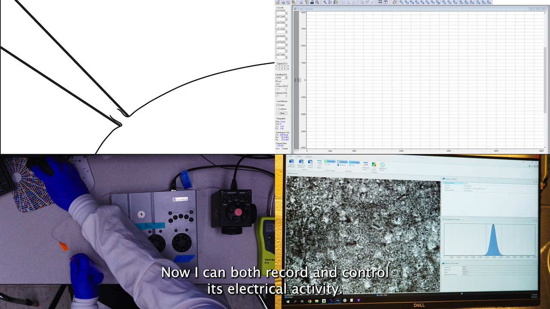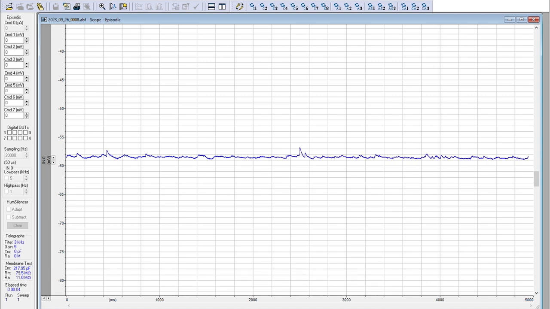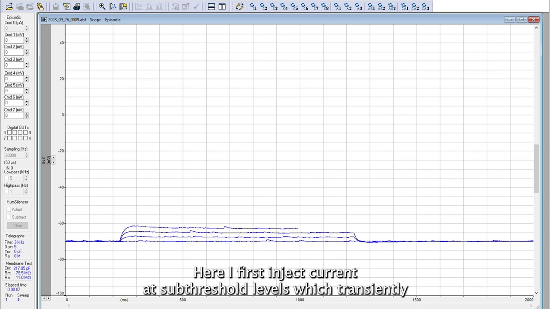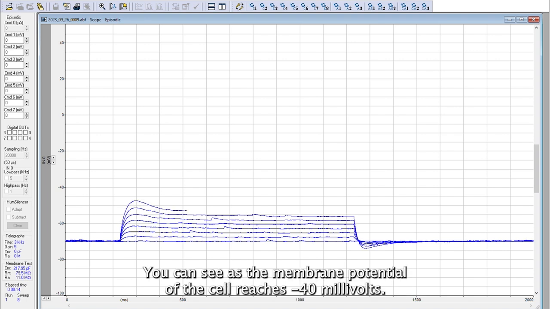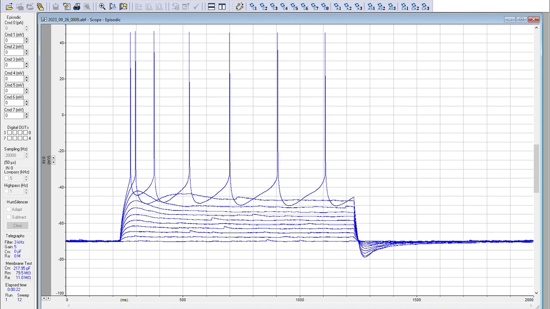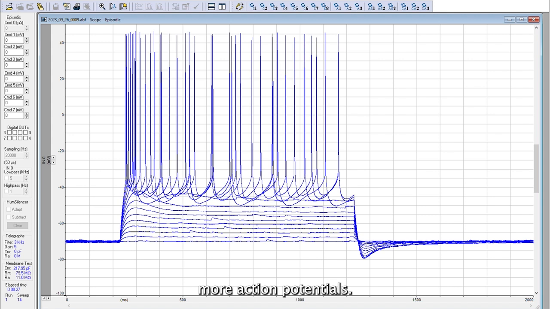I've patched a cell. Now I can both record and control its electrical activity. I can record the resting membrane potential, shown here, or I can force it to fire action potentials by injecting positive current through the electrode, shown here. Here, I first inject current at subthreshold levels which transiently depolarize the cell, but not quite enough to reach an action potential. You can see as the membrane potential of the cell reaches minus 40 millivolts, it has depolarized enough to generate an action potential. All current injections after that one are enough to evoke more action potentials.